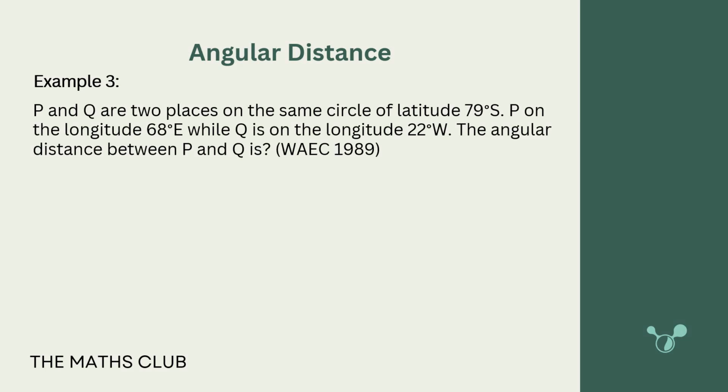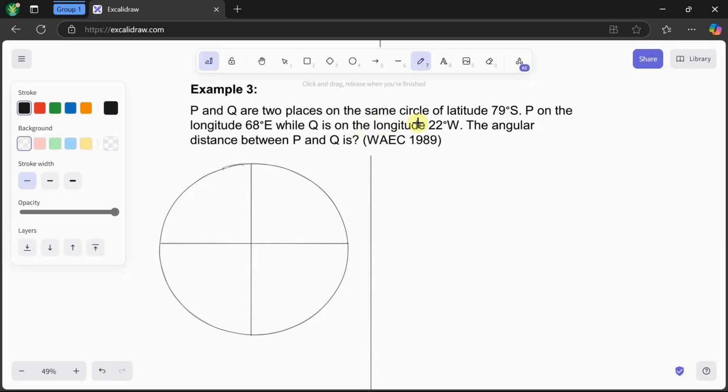Welcome back. Let's solve it together. Okay, so we're told that P and Q are on the same line of latitude 79 degrees south. So these are north, these are south, these are west, these are east. So 79 degrees south, remember this is from 0 to 90 degrees, right? So this will be somewhere pretty close to the end. So let's just say these are 79 degrees south.